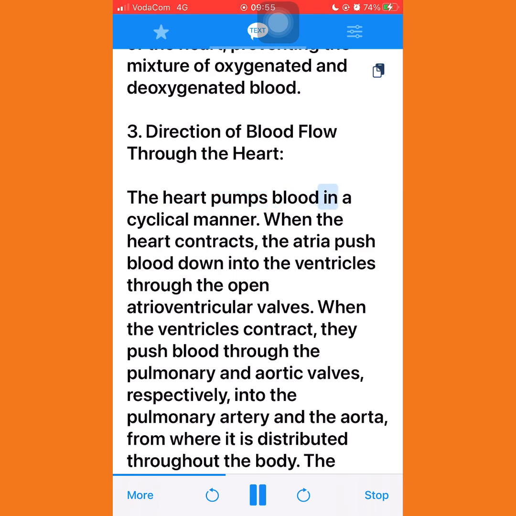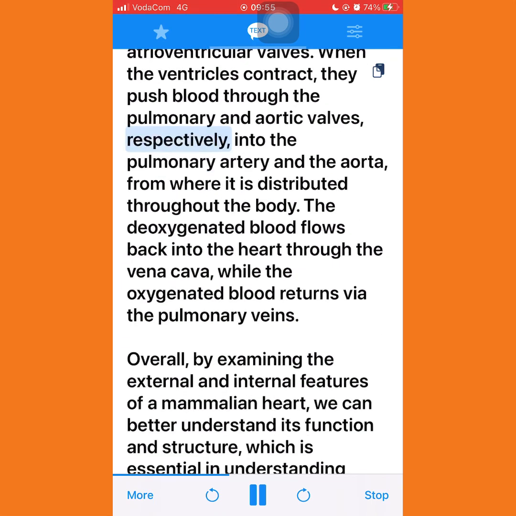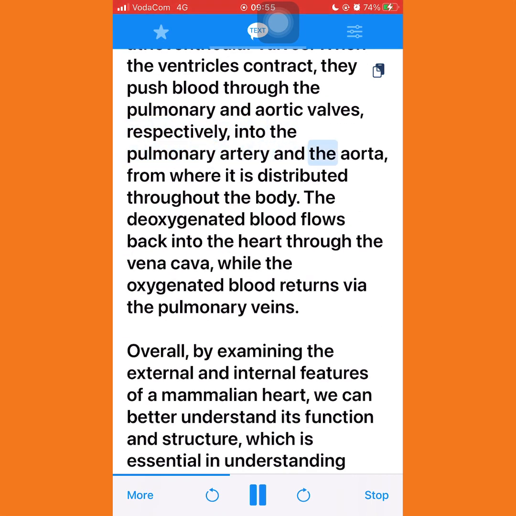The heart pumps blood in a cyclical manner. When the heart contracts, the atria push blood down into the ventricles through the open atrioventricular valves. When the ventricles contract, they push blood through the pulmonary and aortic valves, respectively, into the pulmonary artery and the aorta, from where it is distributed throughout the body.